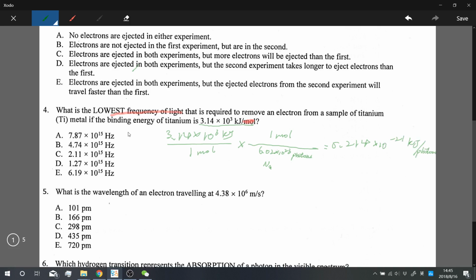Yes, I did my calculation ahead of time, so I'm proud of myself. Never mind.